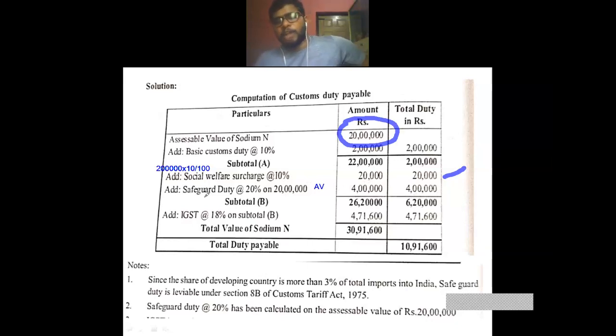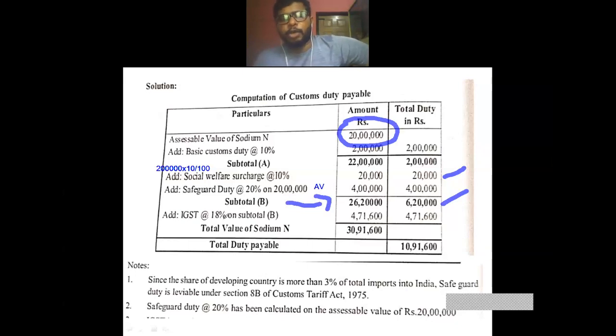Other duties are not there. Anti-dumping duty is not there. Protective duties are not there. Add. You get subtotal B. Then add IGST at 18 percentage.